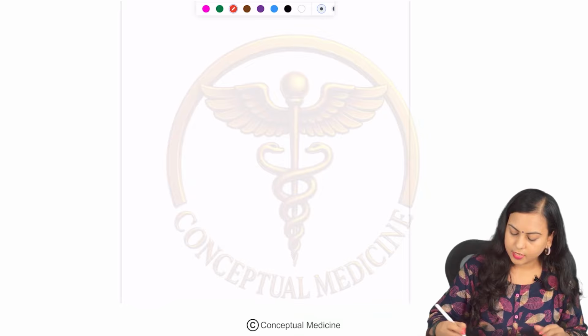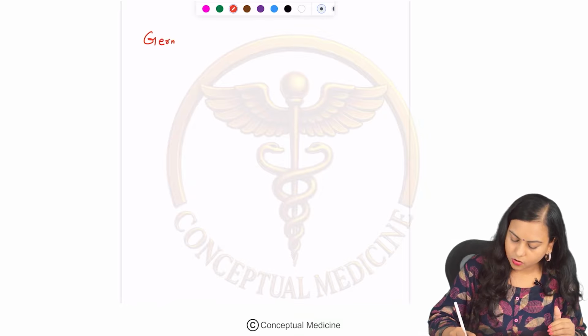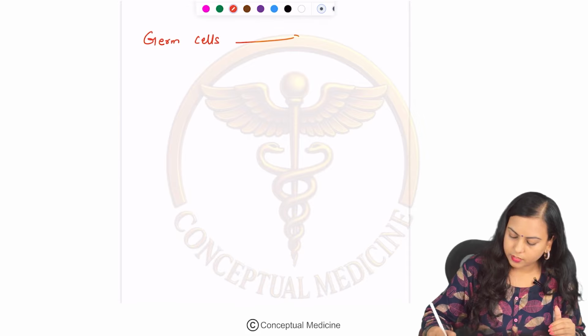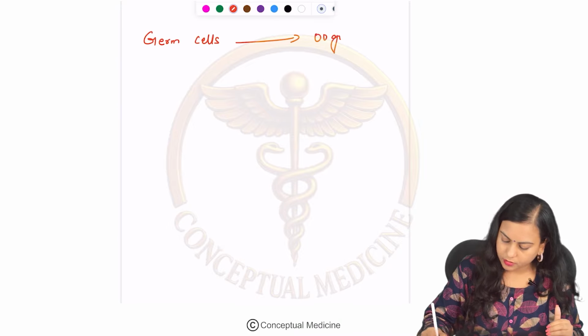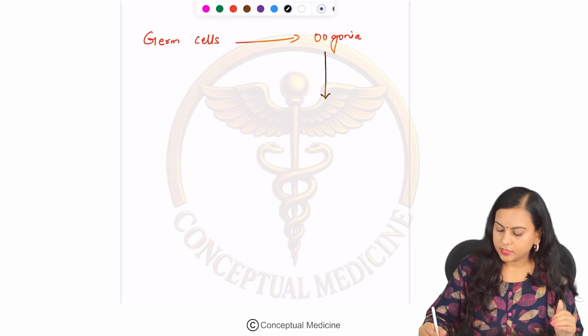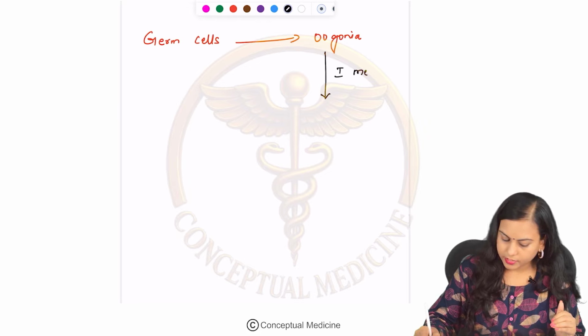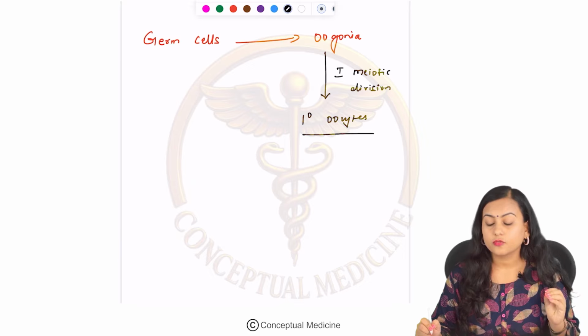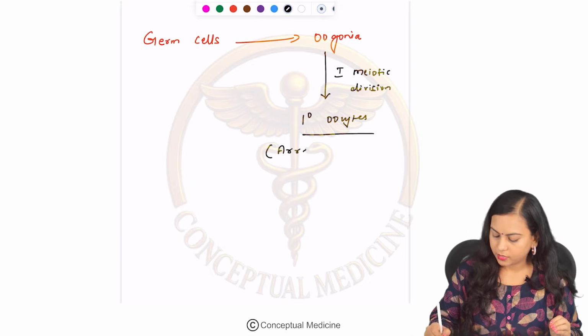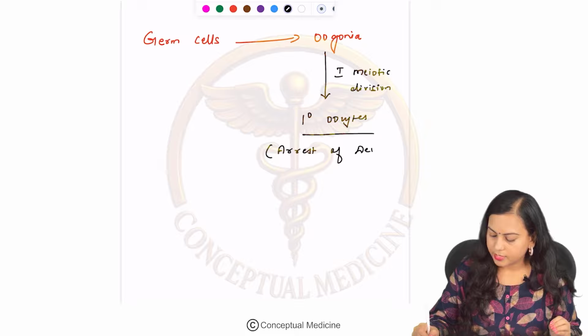Now, let's also know this concept. Actually, the germ cells are the ones which get differentiated into the oogonia. Now, this oogonia is going to enter into the first meiotic division, and you will get primary oocytes. In these primary oocytes, there is arrest of development. So, let's see in which phase it gets arrested.